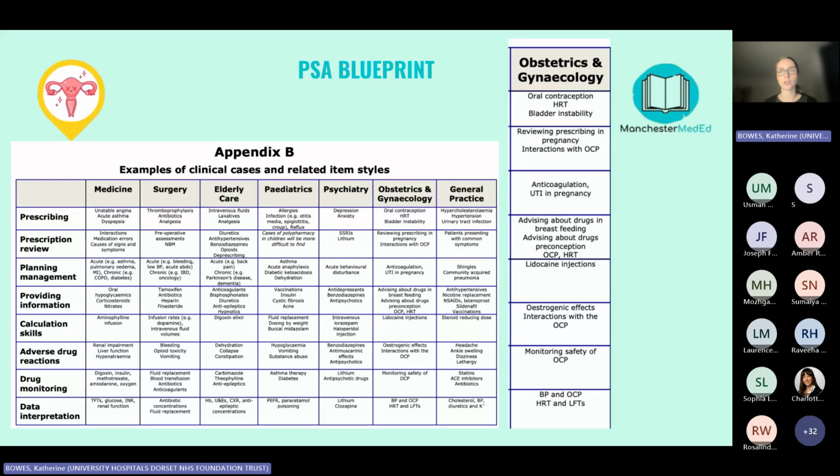In terms of how I've structured this session, I like to use the PSA blueprint when I was revising. I found that very helpful, and you can find this example table within that blueprint. So we're looking at the obs and gynae column here, and I've tried to at least get one or two example questions from each of these boxes. For me, I use this as sort of a revision checklist when I was revising, and I found it incredibly helpful. So that's my little tip there.